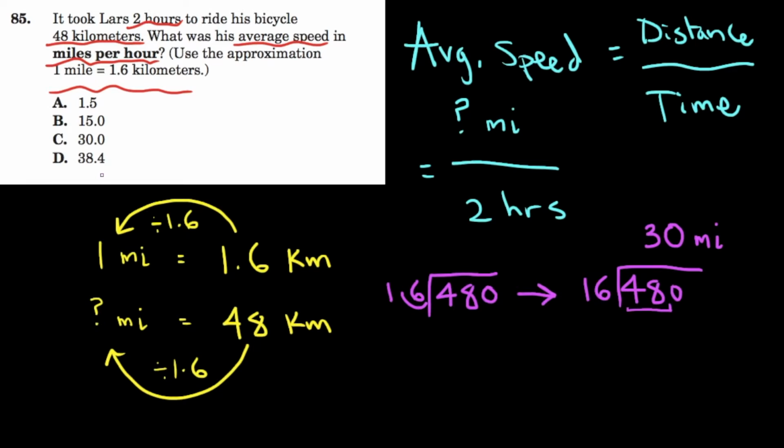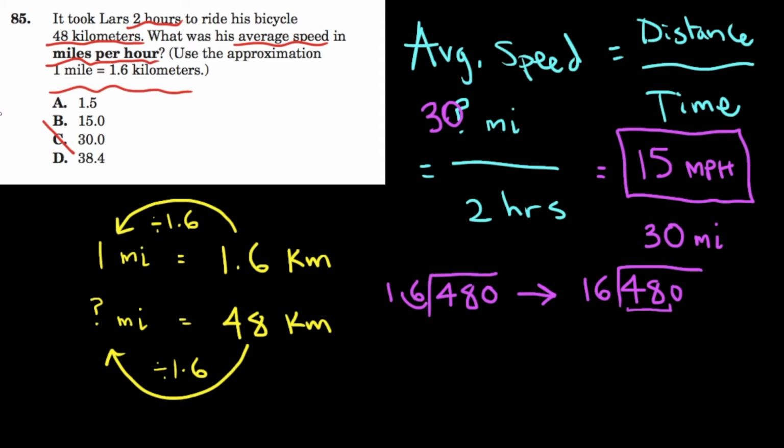Oh, wait! I think 30 is a trap. They want to know his average speed in miles per hour. He didn't go 1 hour, he went for 2 hours. So these 30 miles that he traveled, I'll write that here, divided by the 2 hours that it took him to travel those 30 miles. That would be 15 miles per hour. And that's our answer.